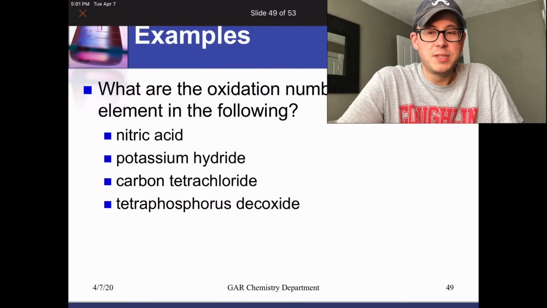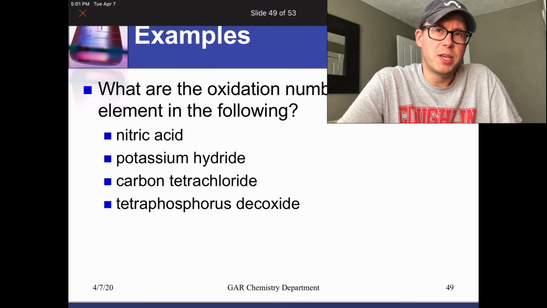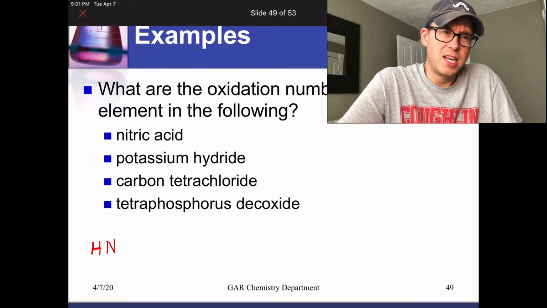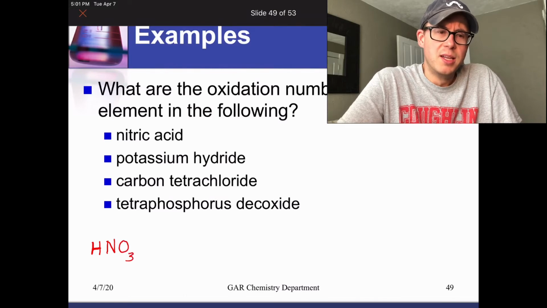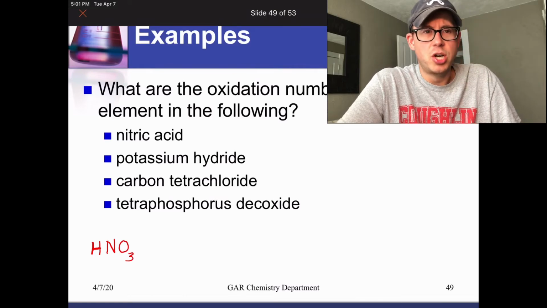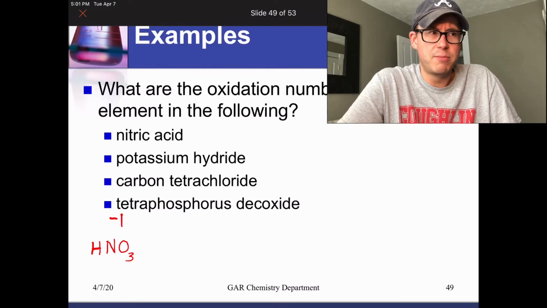Let's look at the examples on this slide. For each one of them, to determine the oxidation numbers, we first begin by writing out the formula of the compound. The first one is nitric acid. We know all acids begin with a hydrogen ion, so our formula for nitric acid is HNO3. Start with the polyatomic ion and give it an oxidation number equal to what its charge would be. Polyatomic ion is nitrate, and its charge would be 1-, so all the oxidation numbers in nitrate will add up to a -1.